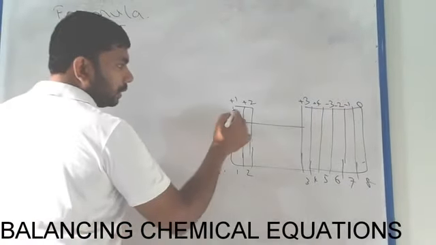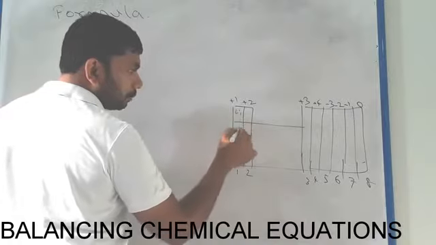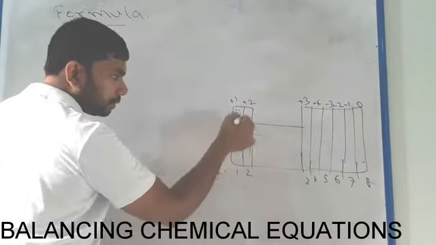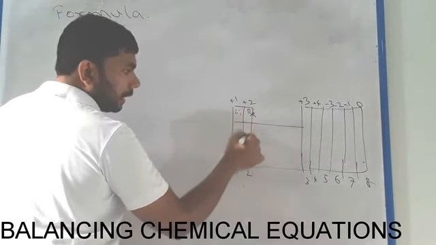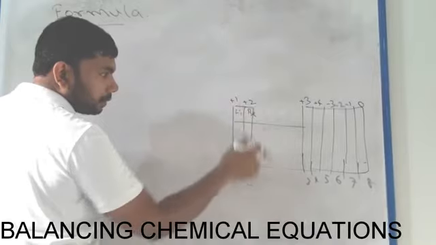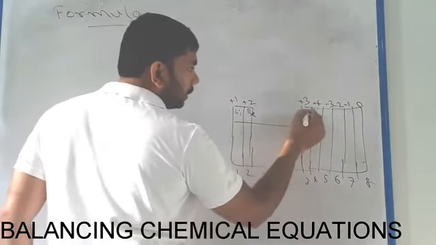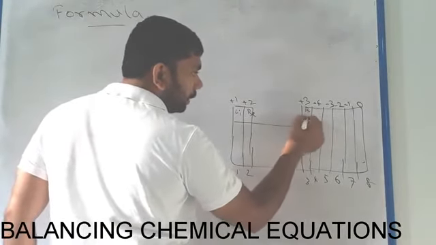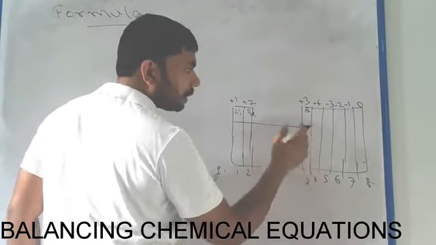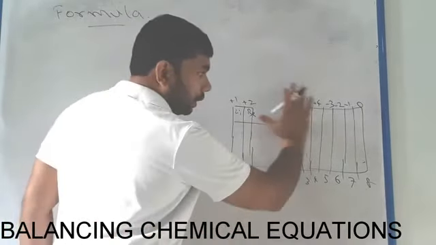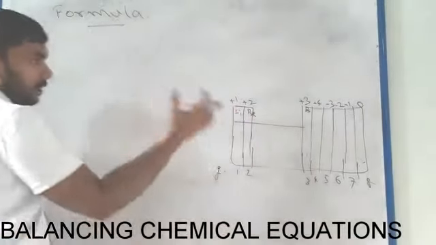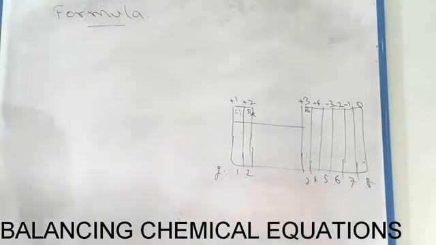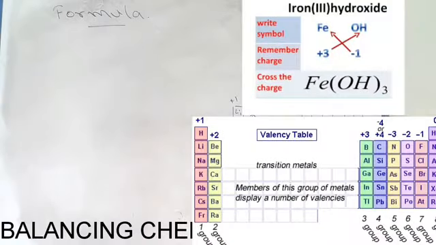Lithium, sodium, potassium, rubidium, cesium, francium: all these elements are plus 1. Beryllium, magnesium, calcium, strontium, barium, radium: all these elements are plus 2. Boron, aluminum, gallium, indium, thallium: all these elements are plus 3. Clear? So you have to remember the charges of elements. Based on this we can make the formulas of compounds.